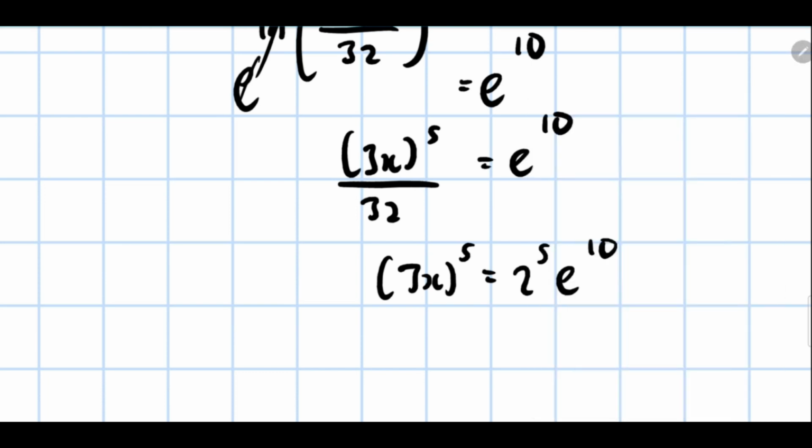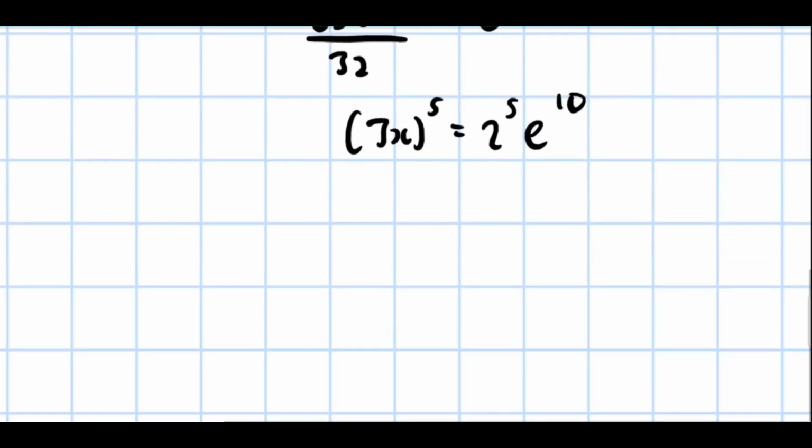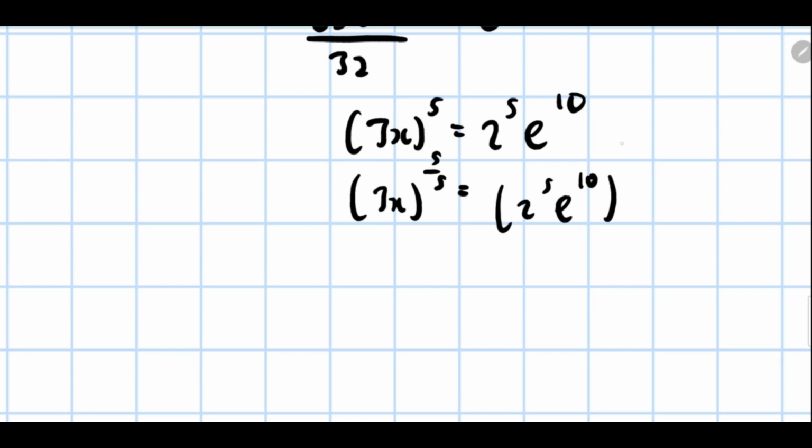What we can do now is put a fifth root, or raise 1 over 5 to both sides. So we are left with (3x)^5 to the power of 1/5 is equal to 2^5 e^10 to the power of 1/5, and we can use the laws of indices to solve this equation very nicely. We are left with 3x is equal to 2e^2, and then solving for x, x is 2e^2 over 3.